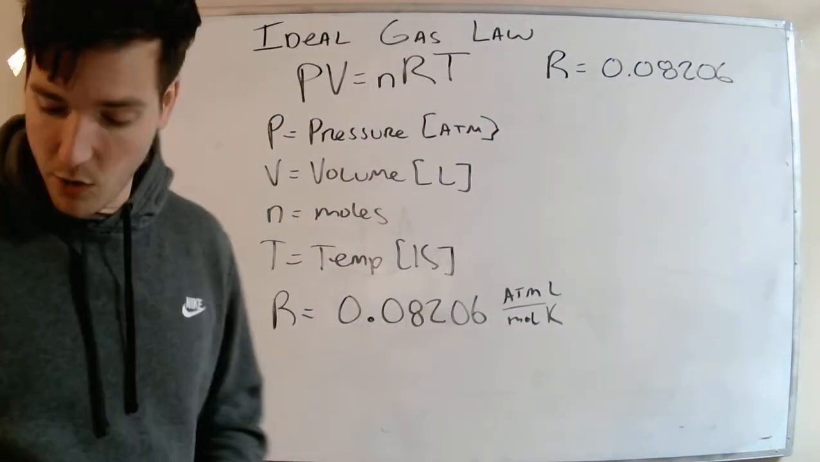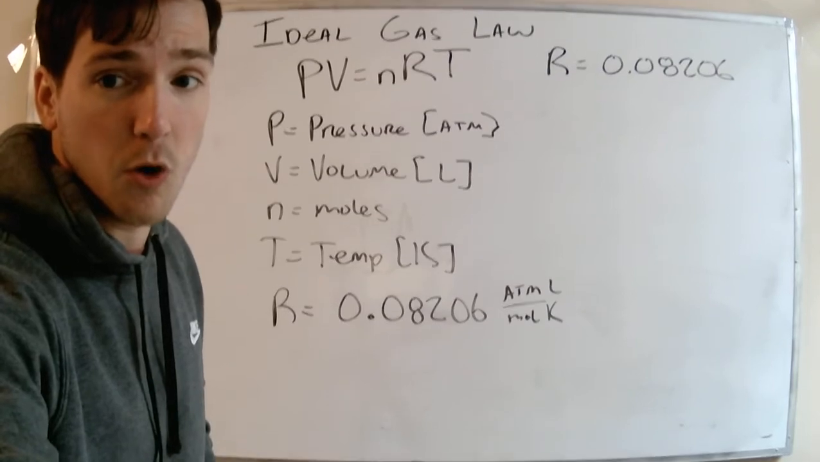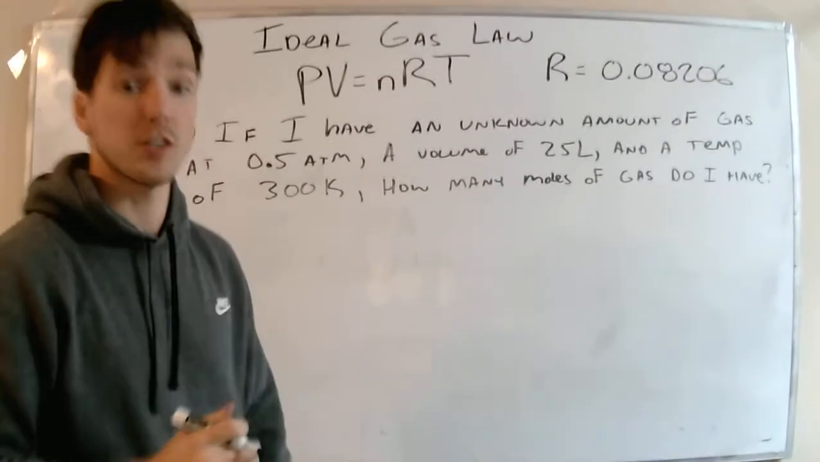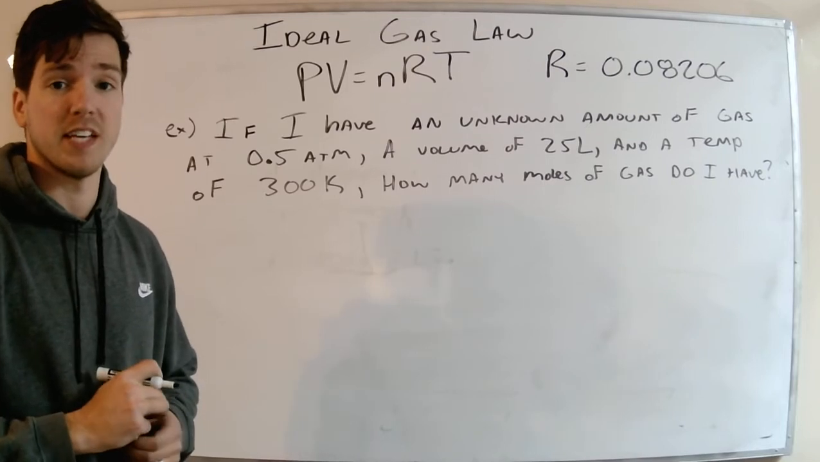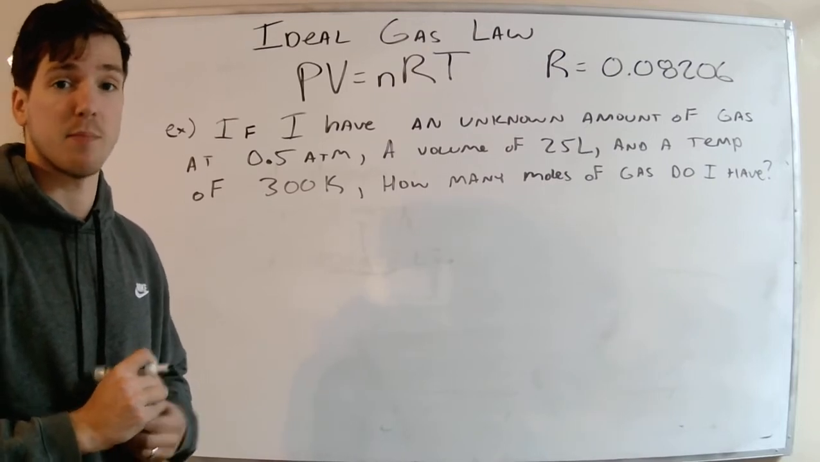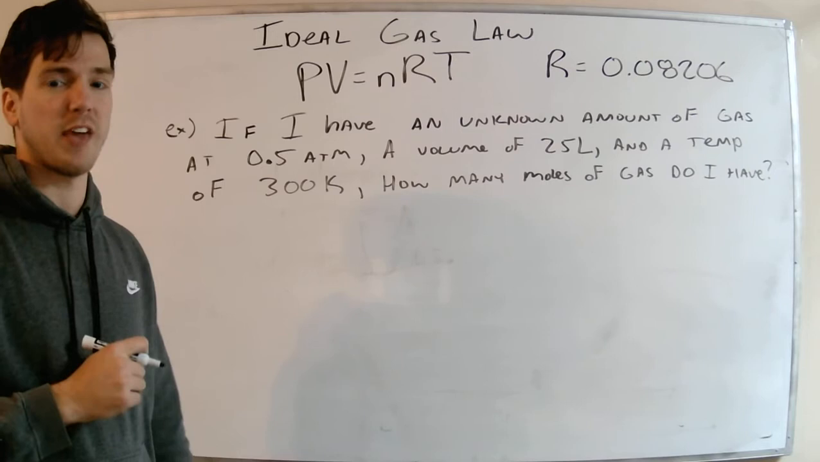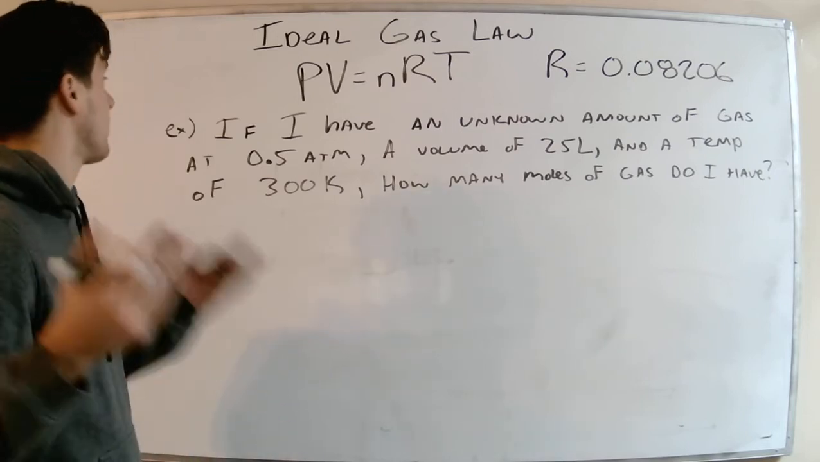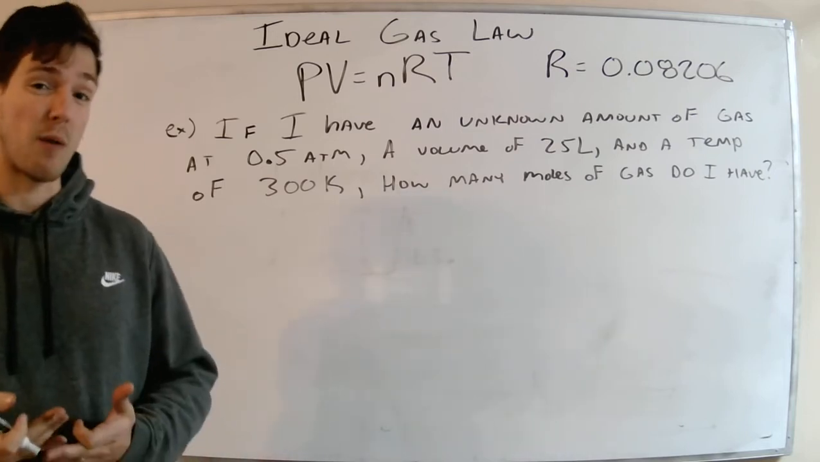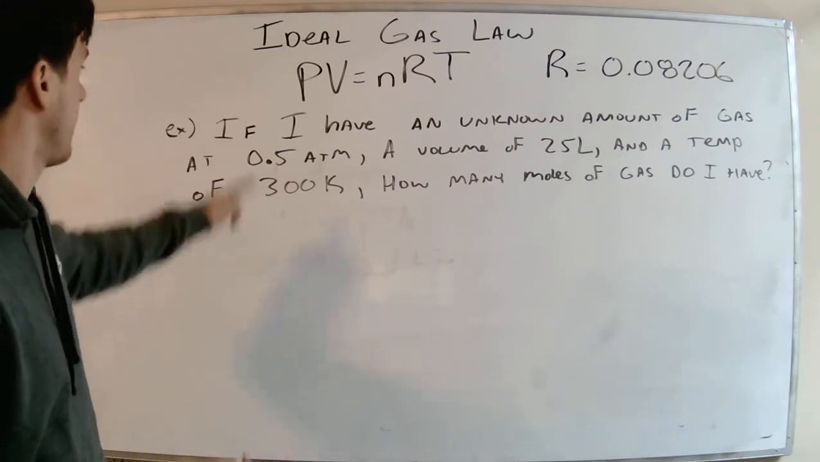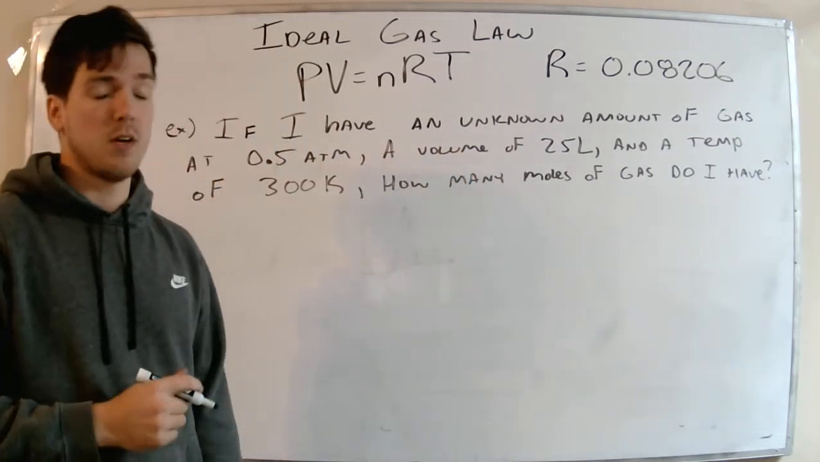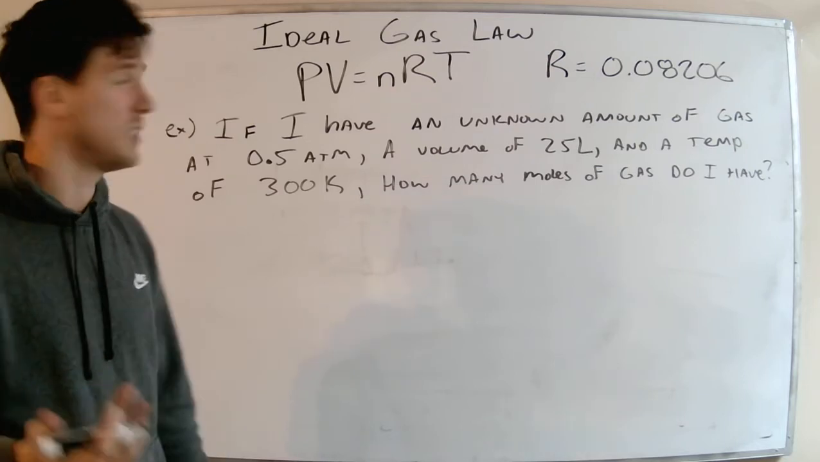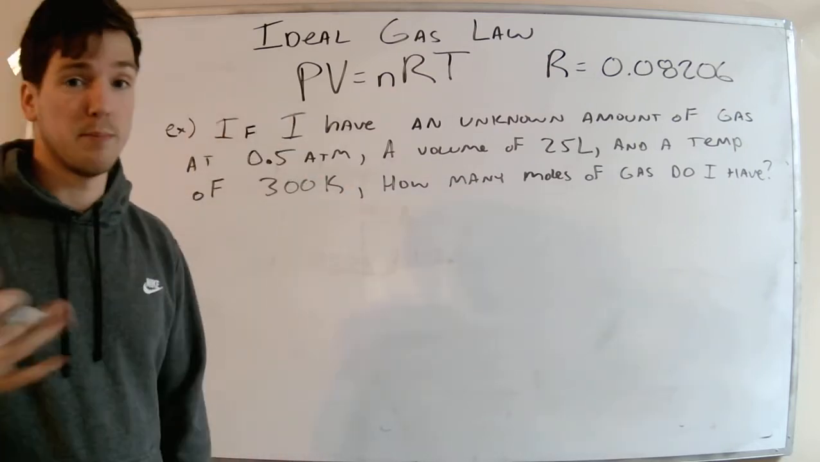So I'm going to erase this and I'll write out an example and we'll go over it. Here's my first example. If I have an unknown amount of gas at 0.5 atm and a volume of 25 liters and a temp of 300 Kelvin, how many moles of gas do I have? I know this is an ideal gas law problem right off the bat because it deals with pressure, volume, temperature, and moles. That's all four of them.